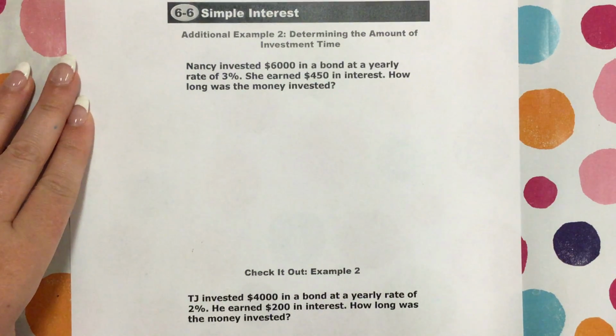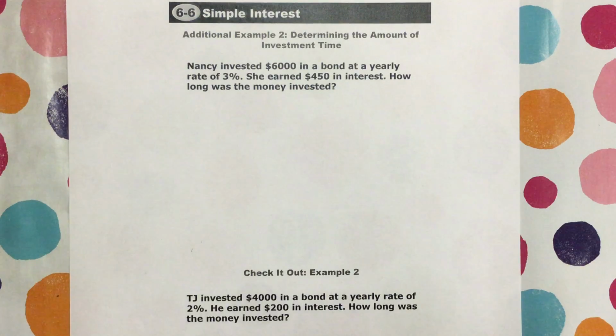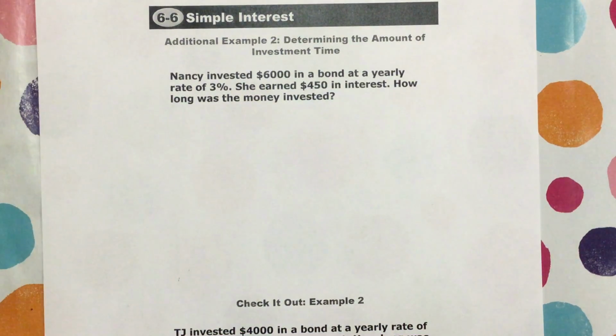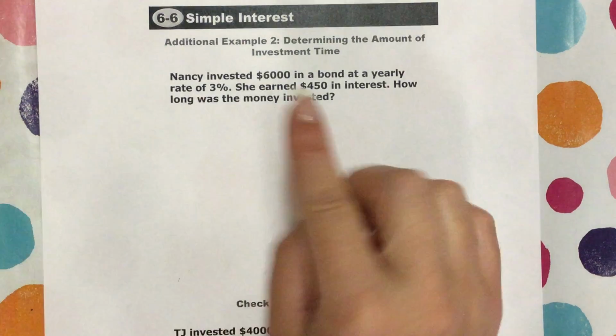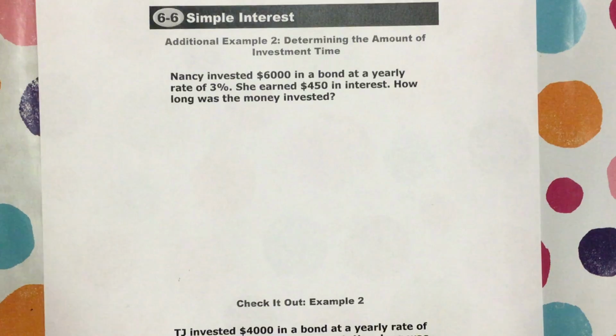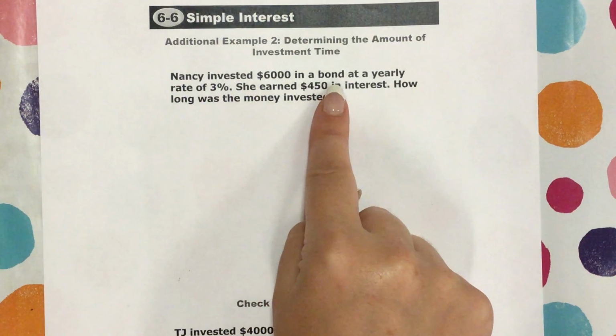Let's look at example 2. Example 2 says determine the amount of investment time. Okay, so let's read this. Nancy invested $6,000 in a bond at a yearly rate of 3%. She earned $450 in interest. How long was the money invested? Okay, so we're talking about a bond.